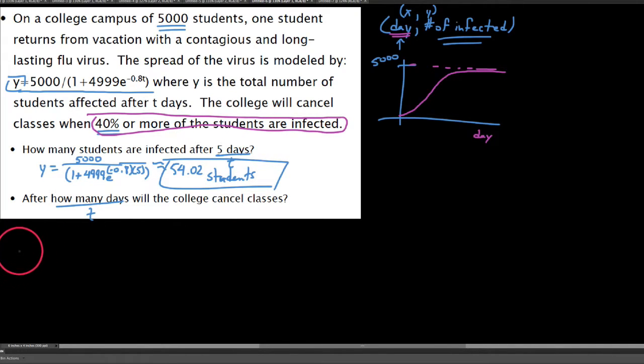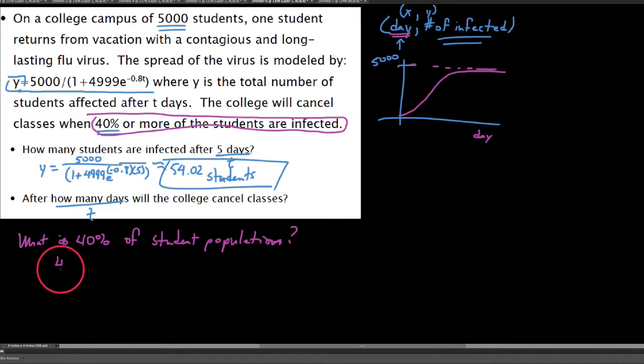So we need a number of students here. We need to know what is 40% of the student population. And what we know is we already have 5,000 students. So really we need to find 40% of 5,000.